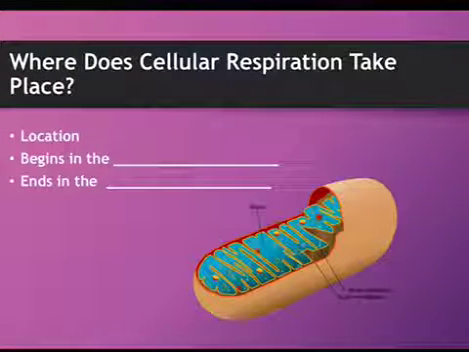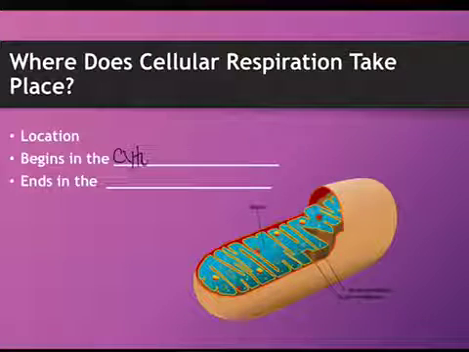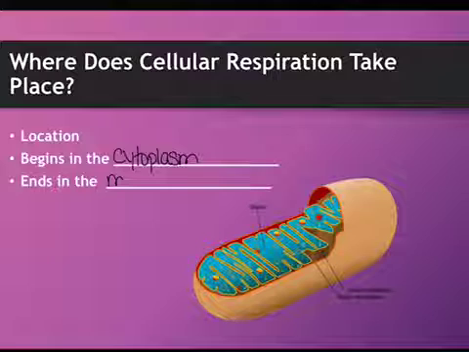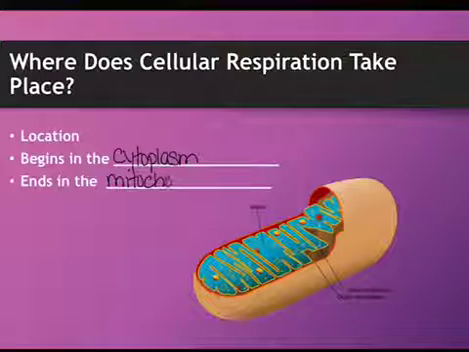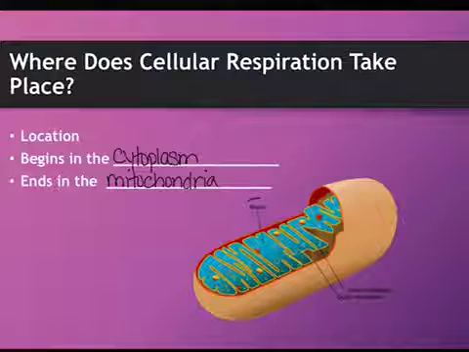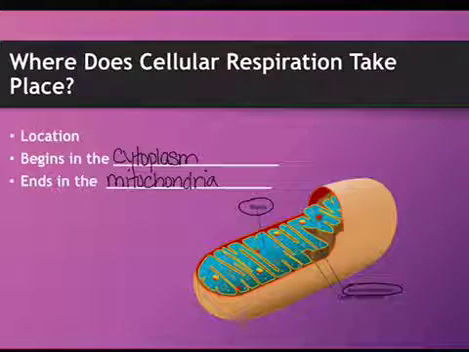So cellular respiration takes place in the cytoplasm. Its first step takes place in the cytoplasm. And then it moves to the mitochondria. The important parts of the mitochondria for cellular respiration are the matrix and the inner membrane. The matrix is the inside part that is held in by the inner membrane.